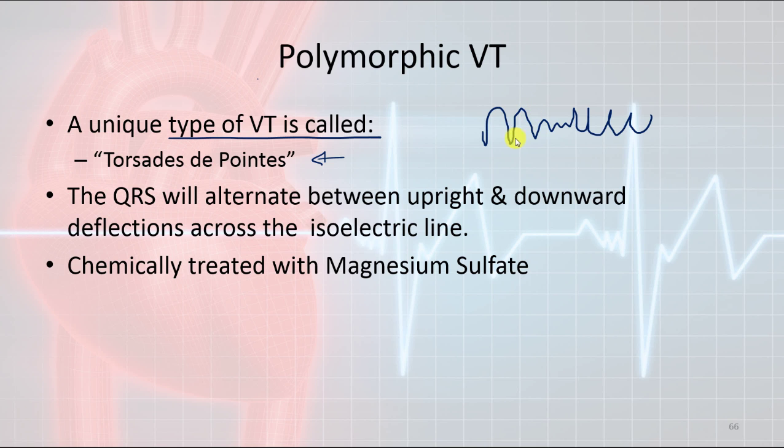What they have found is that if you can identify polymorphic VTAC, specifically torsades, your next antiarrhythmic is magnesium sulfate. You don't give amiodarone or lidocaine, you immediately give magnesium.